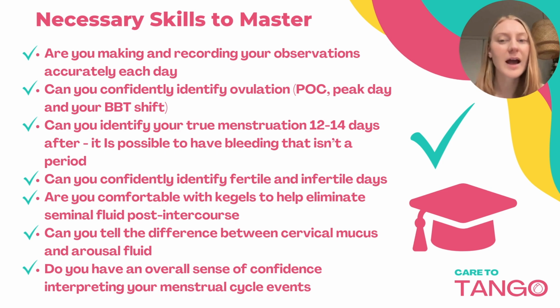Before you rely on this method as your main contraceptive, you need to ask yourself these questions and make sure you feel confident. Are you making and recording your observations accurately every single day? Can you confidently identify ovulation, so your POC, peak day, and your basal body temperature shift? Can you identify your true menstruation, that 12 to 14 days-ish after ovulation? And you understand that it's possible to have bleeding that is not your period. Because remember, your period is always going to follow ovulation. If you get a bleed that has not followed ovulation, this could be a withdrawal bleed or a breakthrough bleed.